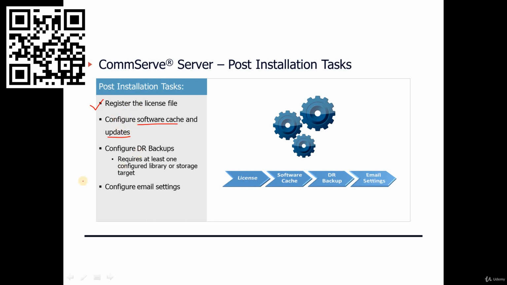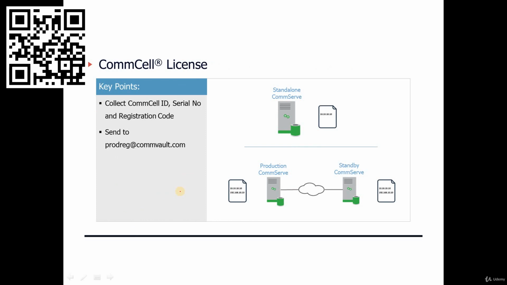Then we have to configure the DR backups, and for configuring the DR backup you should have at least one storage disk library. There is a demo as well where I have shown how to configure the disk library and the software cache. And finally, if you want to get email alerts, you can configure the email settings so that you can get the email alerts.